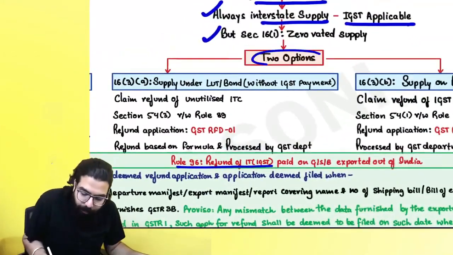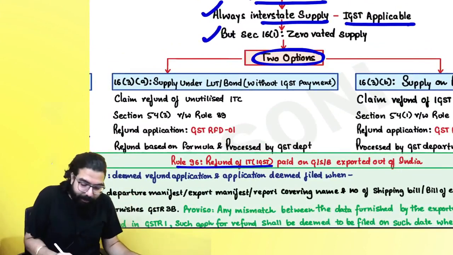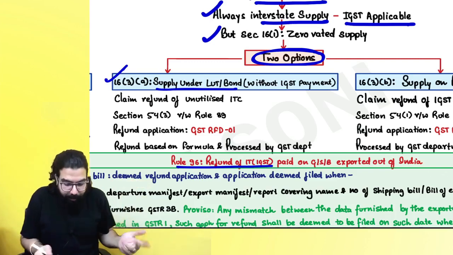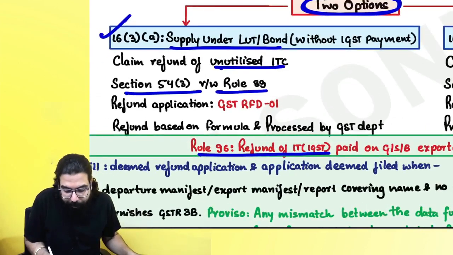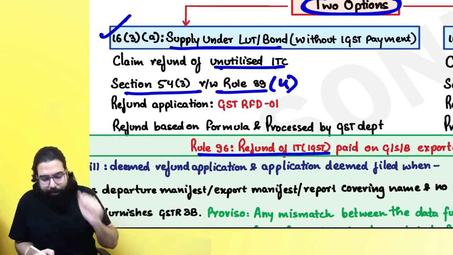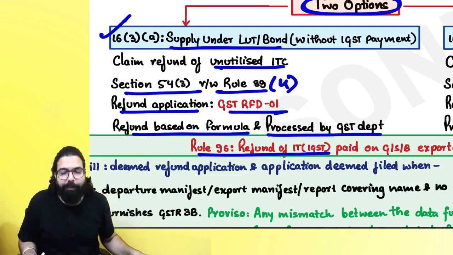Now in case of export of service, always remember, one can be an exporter of service under LUT or bond. ITC refund will be given. Same thing, the refund of unutilized ITC will be given, as per the formula under rule 89(4). Do you guys recall the formula? I hope everybody does. The refund application is given, the refund is based on the formula, and it will be given by the GST department.